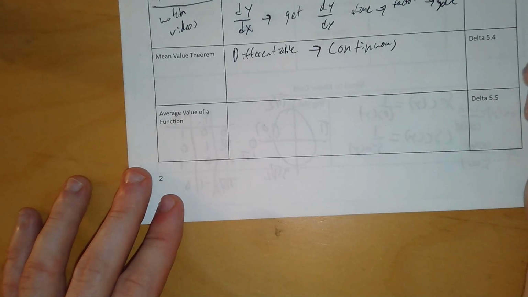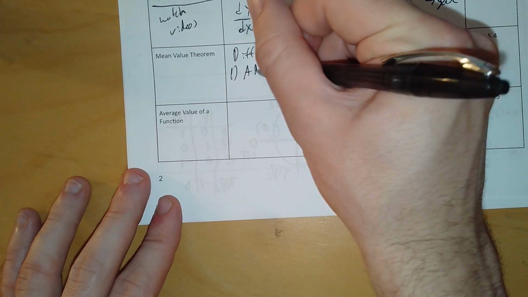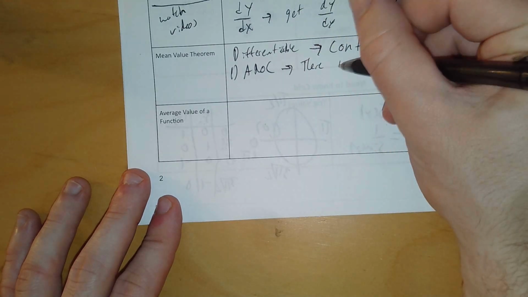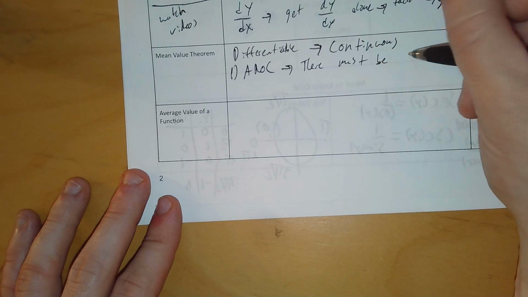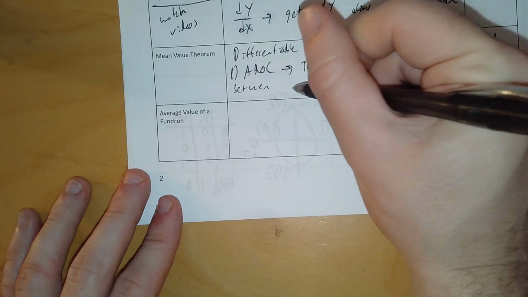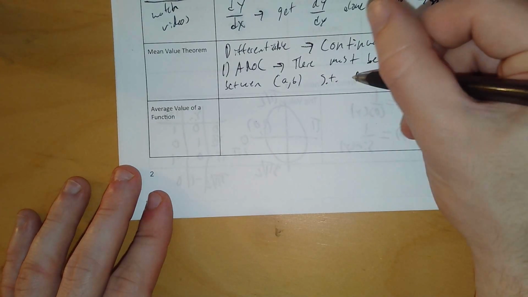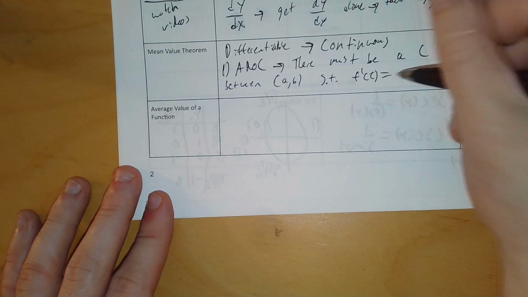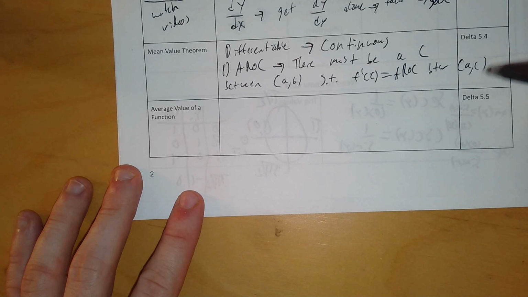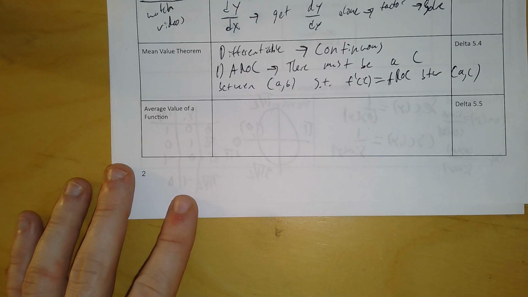If a function is differentiable and continuous, then you find the AROC, the average rate of change. There must be a c between this interval, whatever the interval is, a to b, such that the derivative at c equals the AROC between a and b. Okay. That's a very basic beautiful sentence. We'll get into that with the FRQ stuff, but that's the gist of it.